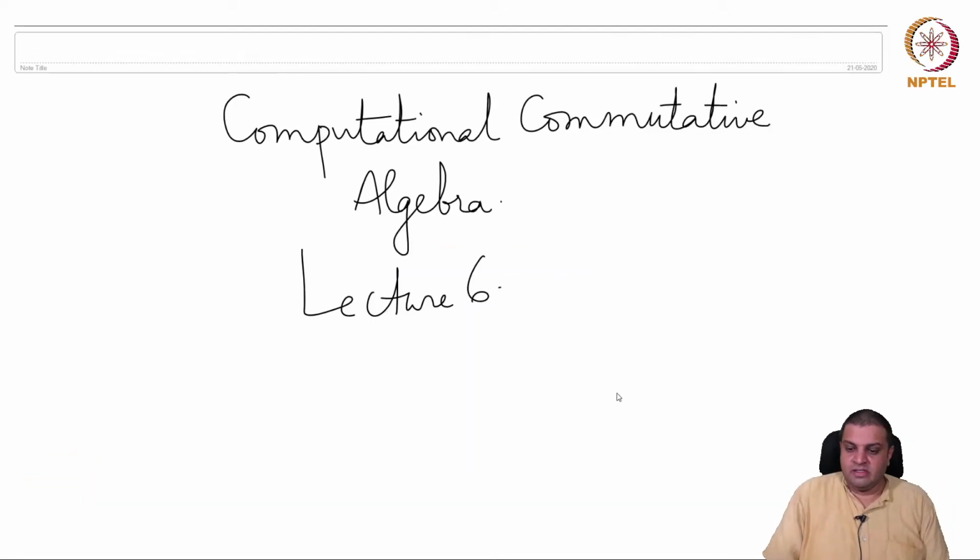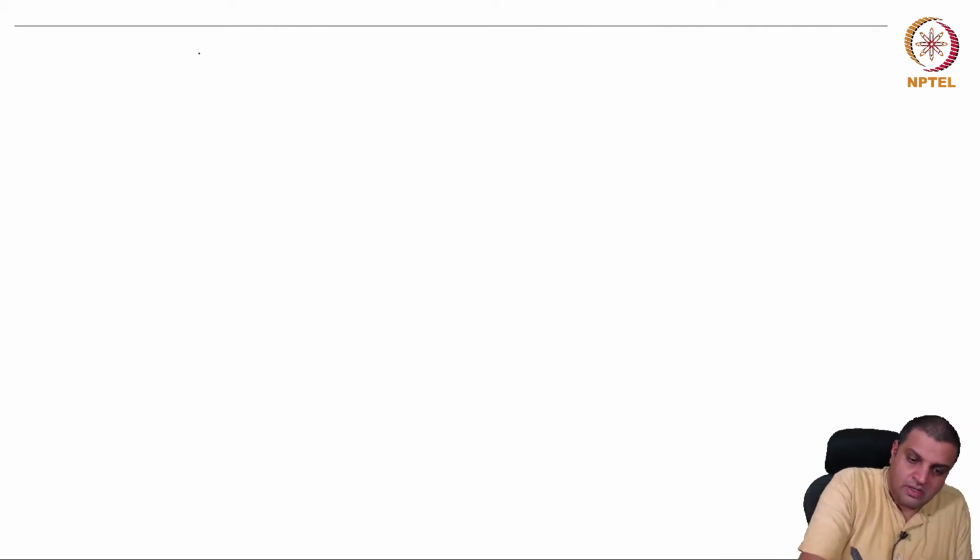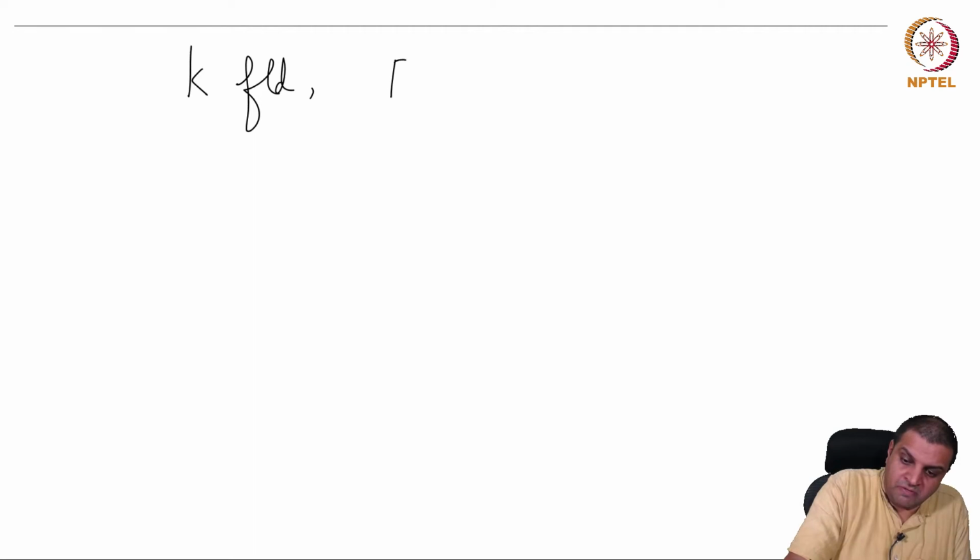Welcome to the 6th lecture on computational commutative algebra. In this lecture, we will look at what are called initial terms and initial ideals. And after having put all these things together, we will prove the version of Hilbert basis theorem that we are after. So recall that we are working over a polynomial ring over a field in finitely many variables.